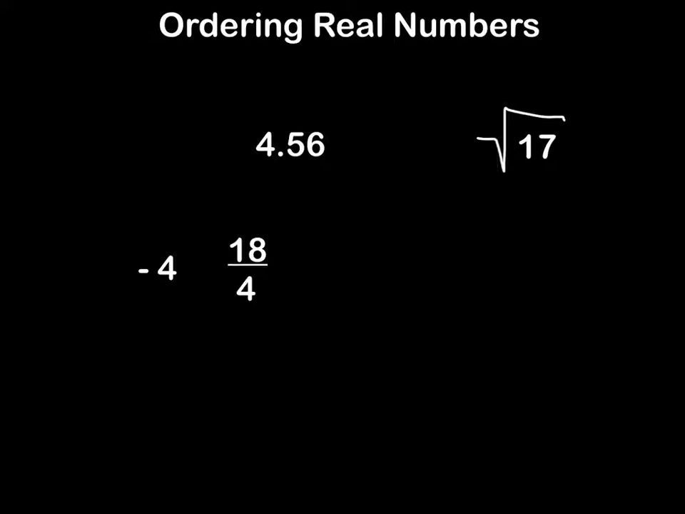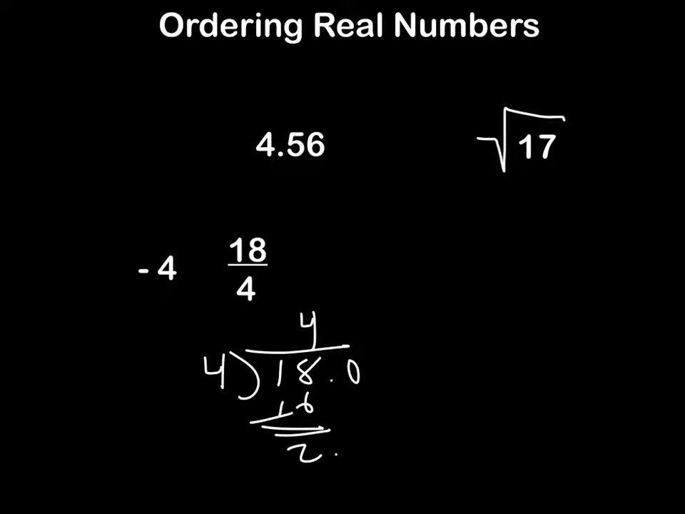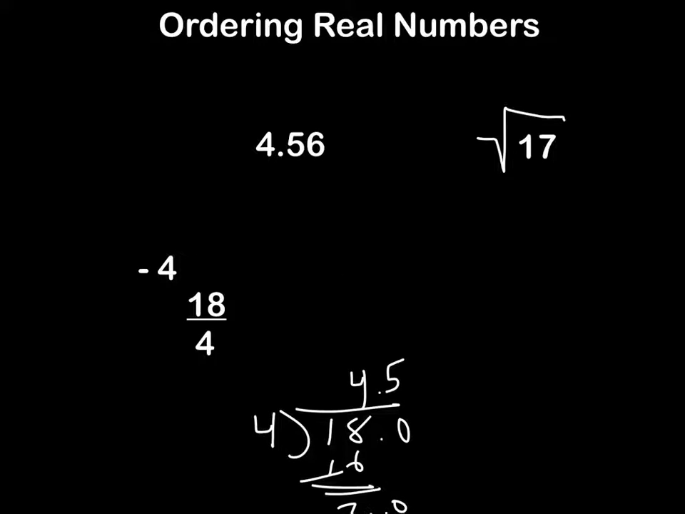Now, 18 over 4 is going to be simplified to 4.5, which actually is less than 4.56. If you do the division, 4 goes into 18 4 times, 2 left over. Put a 0. 4 goes into 20 5 times. You end up with 4.5, which is why the next one up is going to be 18 over 4. Compare based on the decimal value. So you're going to need to convert whatever you have to decimals so that you can do the comparison.